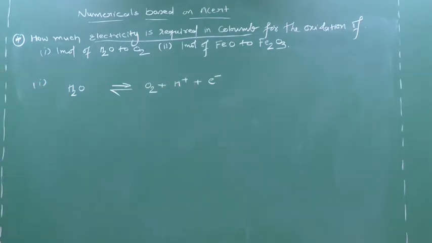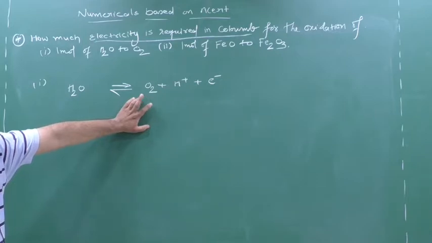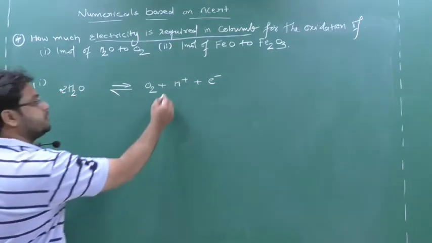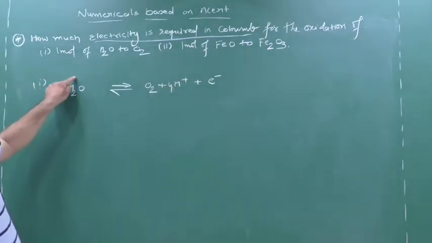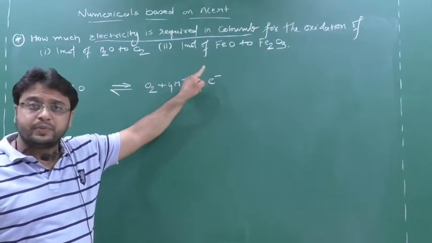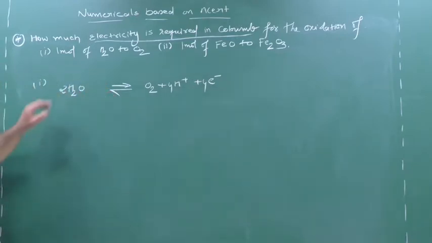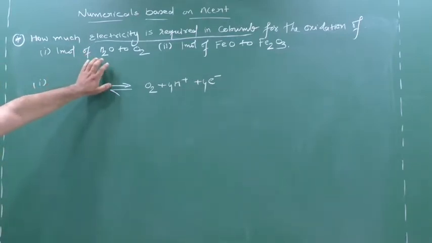Now you have to balance. Now see here, how many oxygen do I have? I have 2 oxygen. So here I will put 2. How many hydrogen? 4 hydrogen. So here 4. Okay. Now here net charge is 0, so here also net charge should be 0. So I will put here 4. Clear?